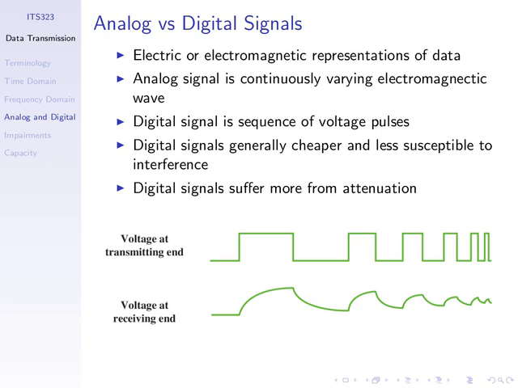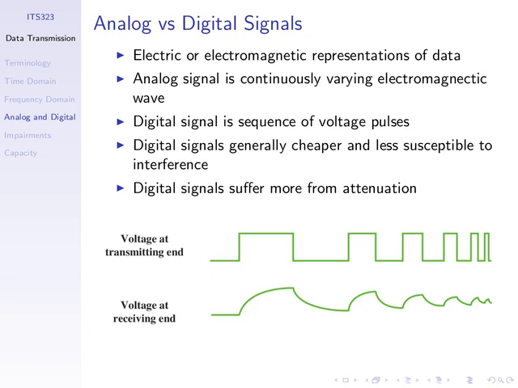So our signals can be either analog or digital, as can our data. Which ones are better? Digital signals are generally cheaper nowadays, cheaper to generate. The equipment to create these signals are generally cheaper. And interference is not so much a problem when compared to analog signals. But the problem with digital signals is they attenuate, they get weaker over distance more so than analog, and that can be a problem.